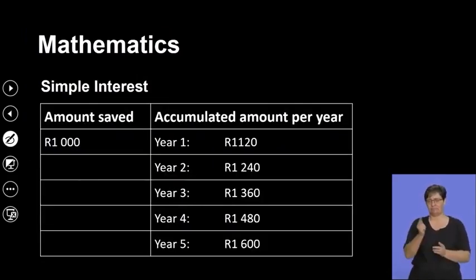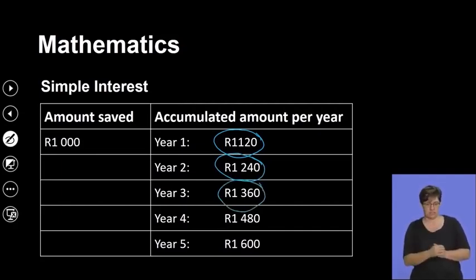And this is normally shown with this table. So remember, if you saved 1,000 rand, the accumulated amount per year is going to be 120 more each and every year. So the 120 will be a constant value that you're going to add there. So that will be 1,120, 1,240, 1,360, continuing like that. So you see, we are just adding 120 throughout, but I'm sure that you are familiar with this by now.